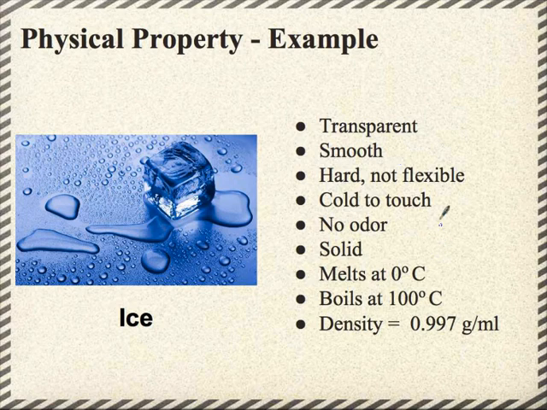It's very, very cold to the touch. You really can't smell it. It's a solid. It melts at 0 degrees. Ice boils at 100 degrees Celsius, and its density is a little bit less than 1, 0.997. You can also say that it floats in water. That's something that we can use to describe it. So basically, you're using all of your senses to explain what it is. And hopefully, if you explain this to a blind person, they would be able to visualize what ice really looks like and what it feels like.